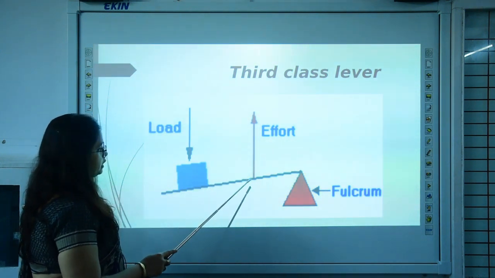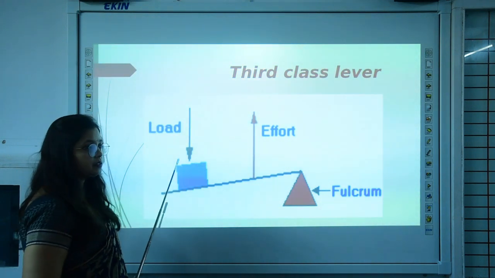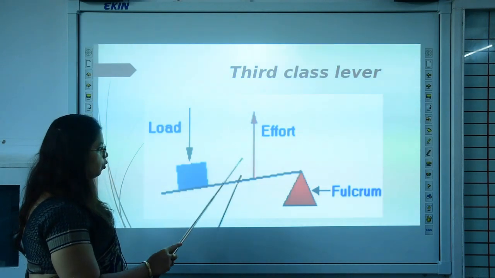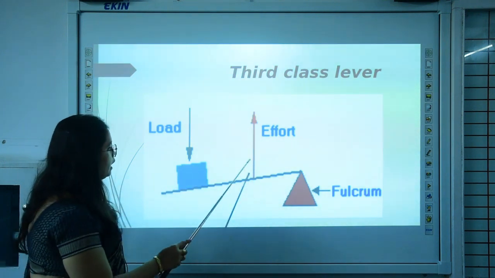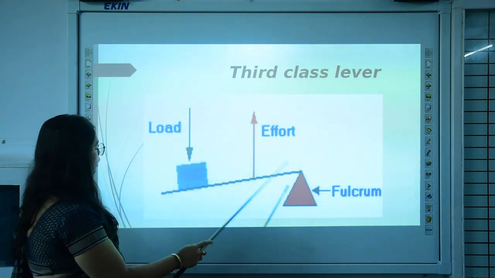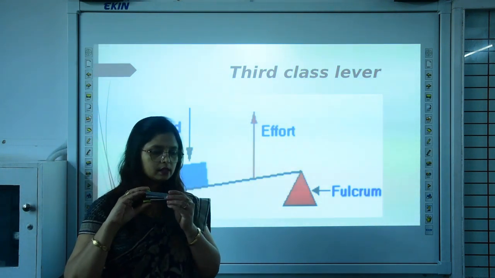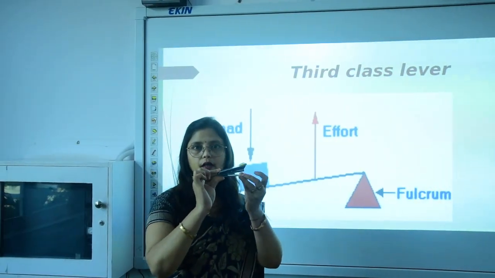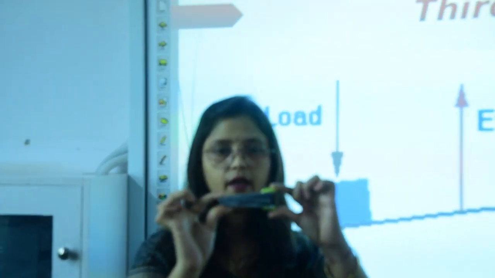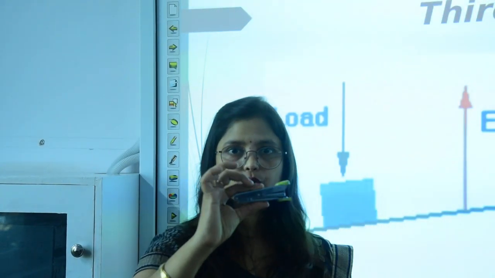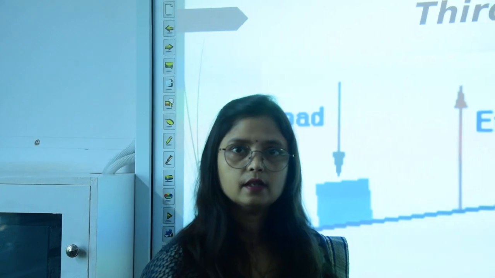now here effort is in the middle part, fulcrum is at one end and load is at another end, and we have seen in the second class lever, in the middle part there was load and at both the ends effort and fulcrum were there. But now in the third class lever, effort is in between, fulcrum is at one end and load is at another end. So, this can be best explained by this stapler. Now, you can see here, this part can be compared to the fulcrum. Then here load is there, and in this middle part where we push with our fingers, this is called the effort. So, this is an example of a third class lever.